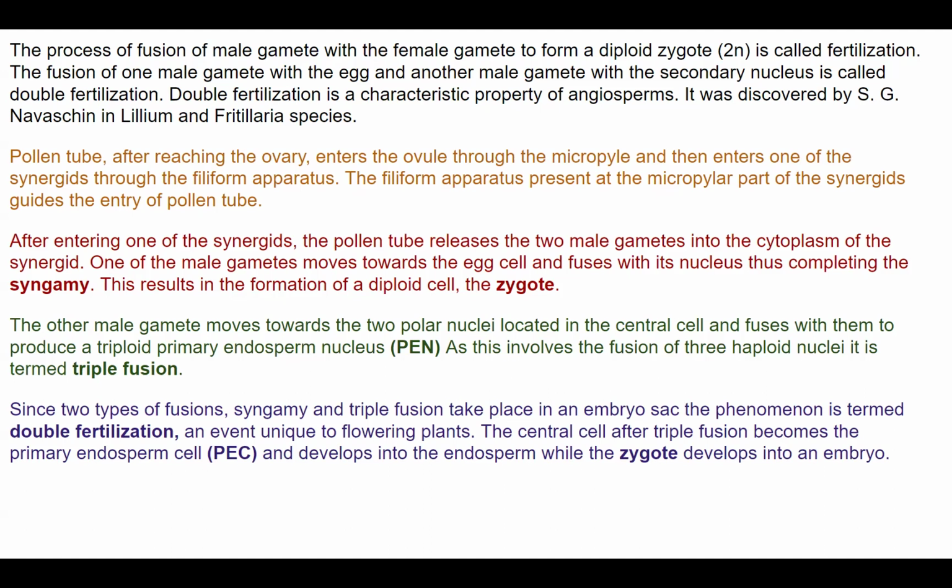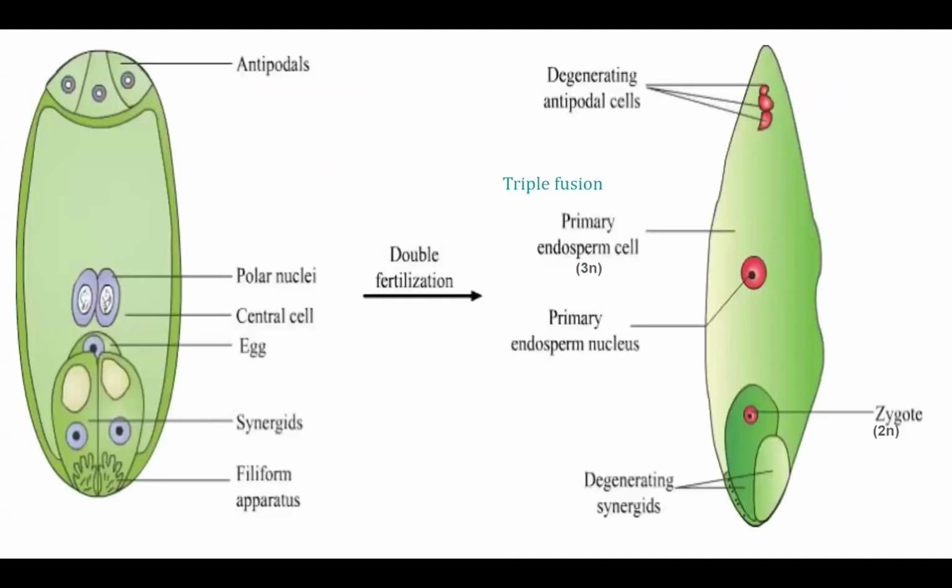The other male gamete moves towards the two polar nuclei located in the central cell and fuses with them to produce a triploid primary endosperm nucleus, that is PEN. And the cell is now called the primary endosperm cell. As this involves the fusion of three haploid nuclei, it is called triple fusion. Since two types of fusion, that is syngamy and triple fusion, are both taking place, I call this fertilization double fertilization. The central cell after triple fusion becomes the primary endosperm cell and develops into the endosperm, while the zygote will develop into the embryo.